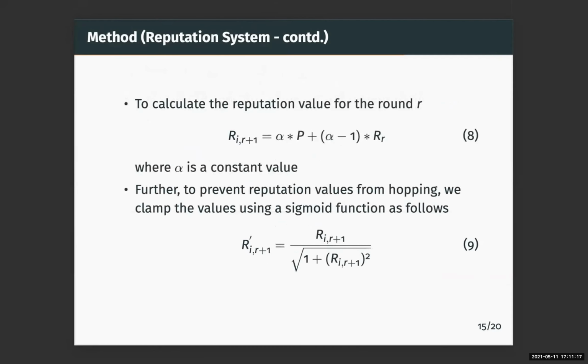To calculate the reputation value for a particular round, we blend the newly generated reputation value for a particular node with its own previous reputation value. We define that as alpha multiplied by P, which is the value generated from the previous step, and then we add that to alpha minus 1 multiplied by R. Alpha is a constant with a value between 0 and 1. Depending on how this alpha value is set, if it's closer to 1, this P value has more influence on the newly generated reputation value for the next round. And if alpha is closer to 0, it's generally lesser.